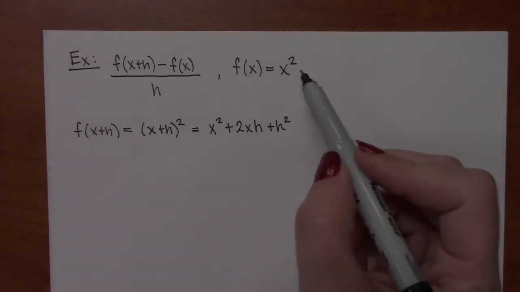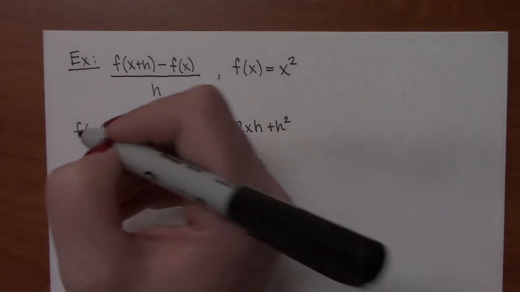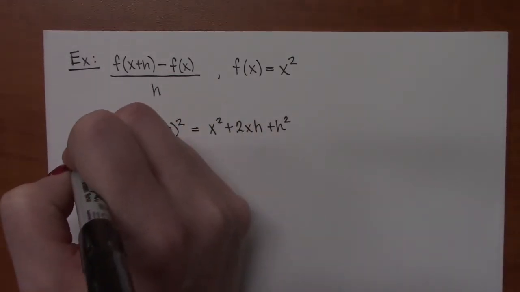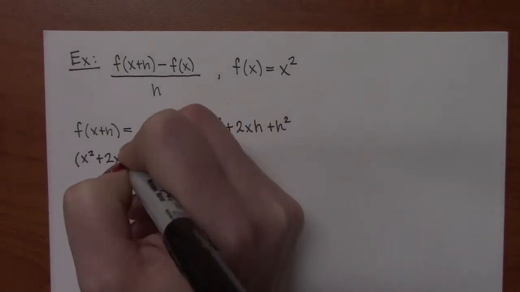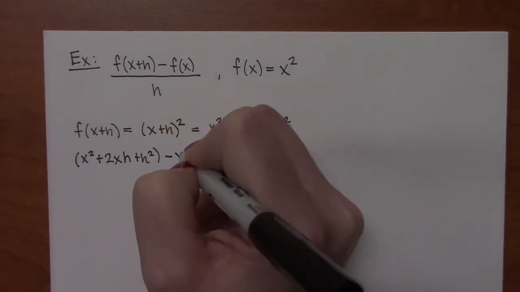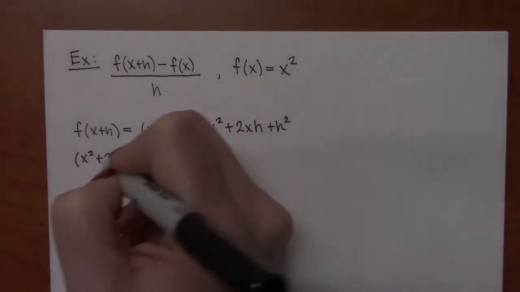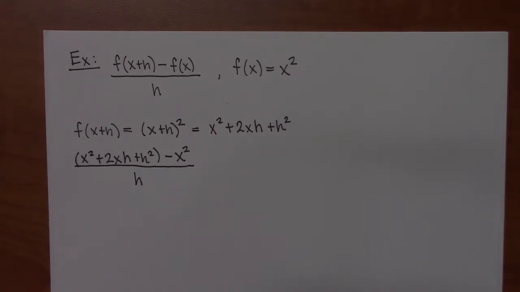f of x is just going to be the original function, and h is h. So let's build our difference quotient. f of x plus h, we said, was x squared plus 2xh plus h squared. And then we're subtracting f of x, which was just x squared. And all of that goes over h.